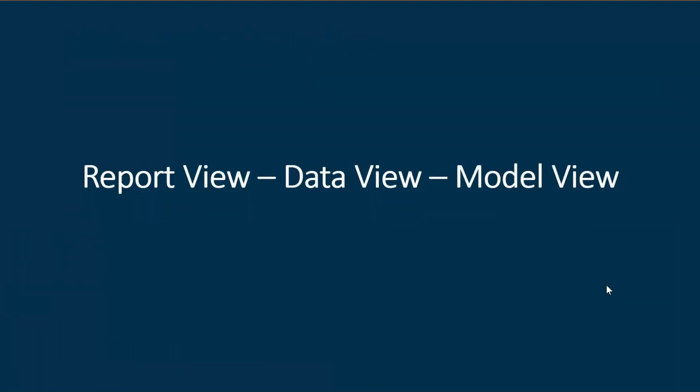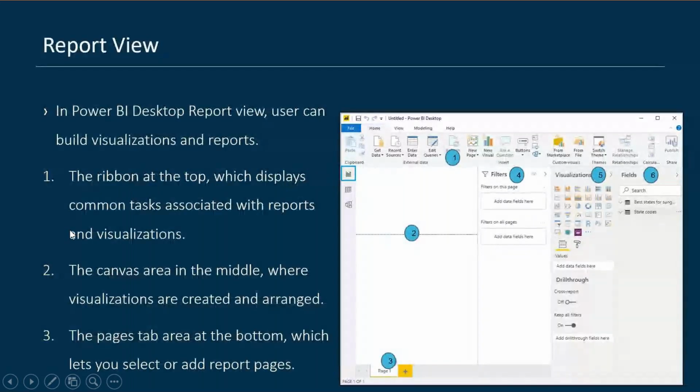Now we will see the three views in Power BI Desktop. Right now we are talking about only Desktop, not the Power Query Editor. In Power BI Desktop, we have report view, data view, and model view. Out of which data view and model view are part of Power Pivot, and report view is part of Power View.